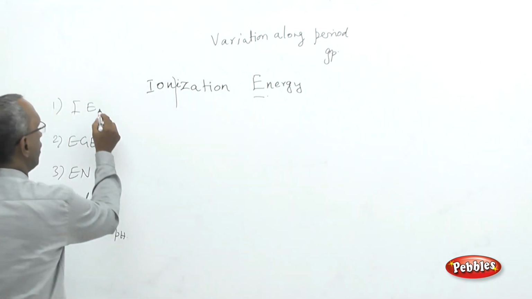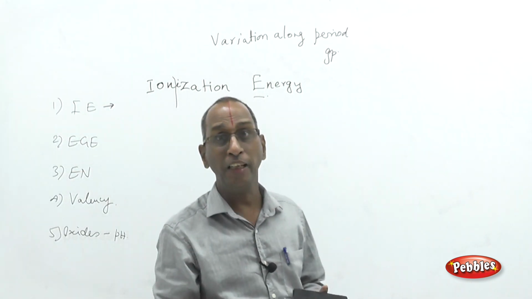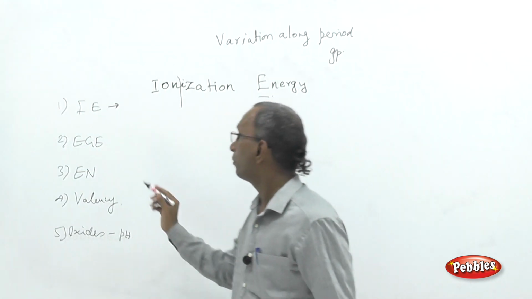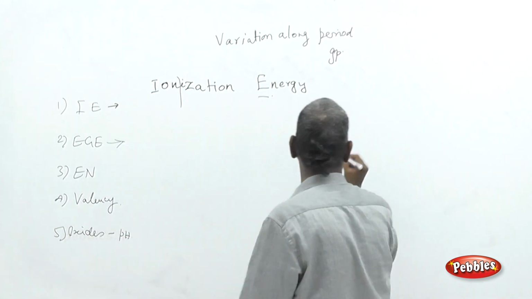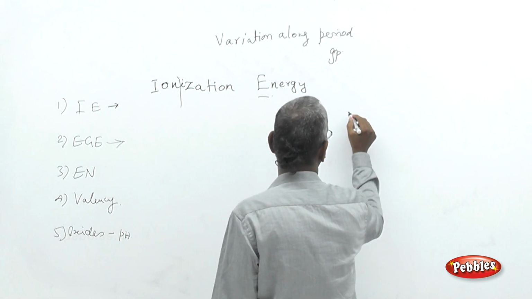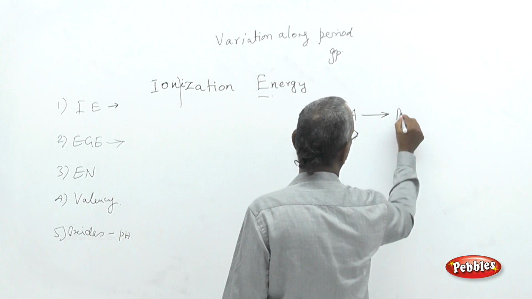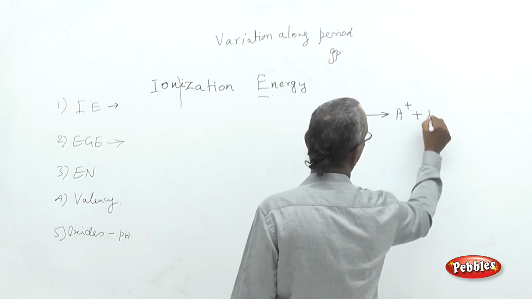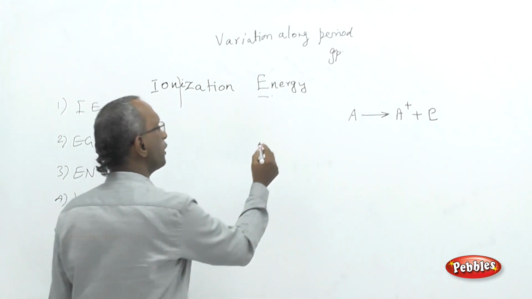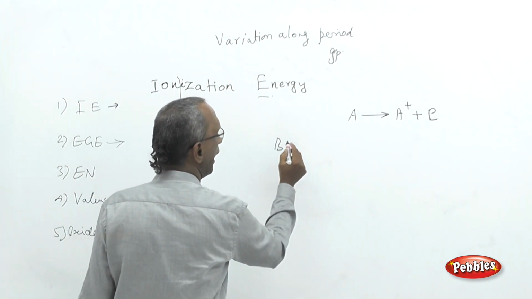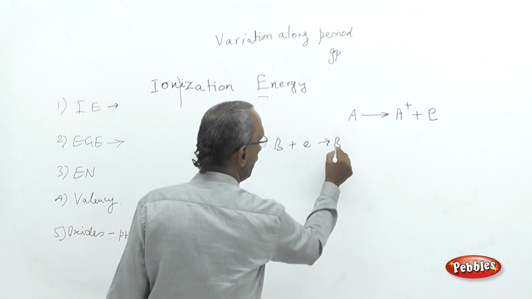So positively charged species are formed during ionization. Negatively charged species are formed during electron gain. So what is meant by electron gain? Let us illustrate with an example. Let us consider any species A. If species A loses one electron, it becomes A plus. Let us consider another species B. Let it gain one electron. If it gains one electron, it becomes B minus.